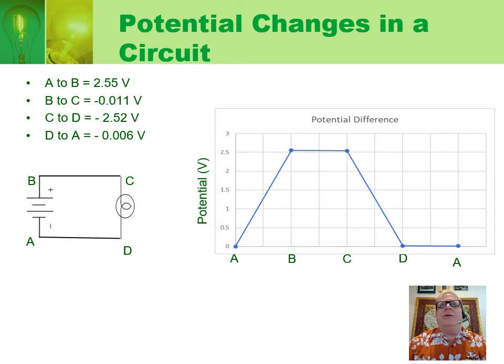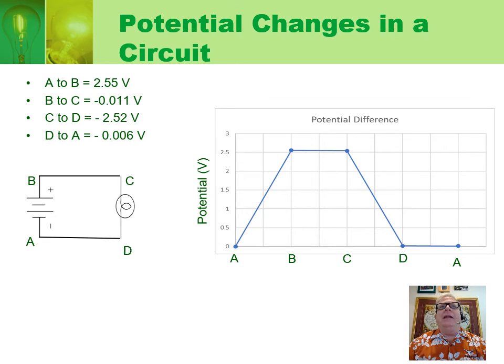So here is a graph showing those potential differences that we had in our experiment. I arbitrarily decided that point A was going to be my zero of potential, and I graphed potential differences. So going from A to B was a potential difference of a positive 2.55. And so going from 0 to 2.55, B is at 2.55. And then I graph from B to C.